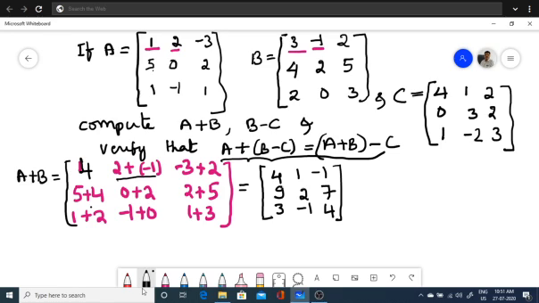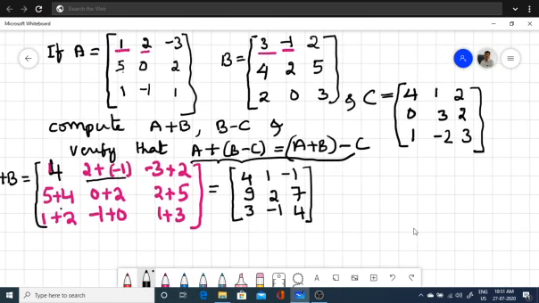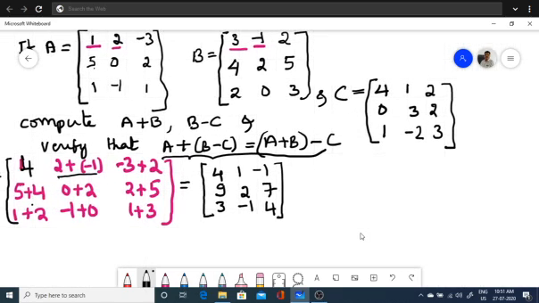So this is A plus B. Now let's find out A minus B. Compute A plus B. Okay. So another term is B minus C. So take B minus C here. B minus C. That is 3 minus 4.